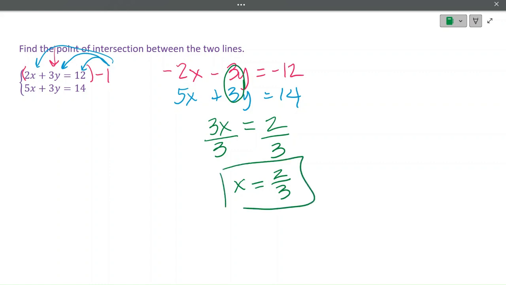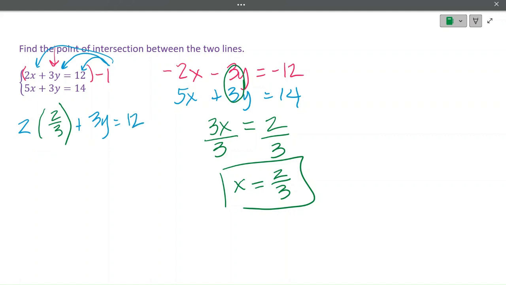All right, so my next step is to pick one of my equations to substitute this back into. I'm going to pick the top equation because the numbers are a little smaller. So I have 2, and I'm going to substitute in 2/3 where x is, plus 3y equals 12.